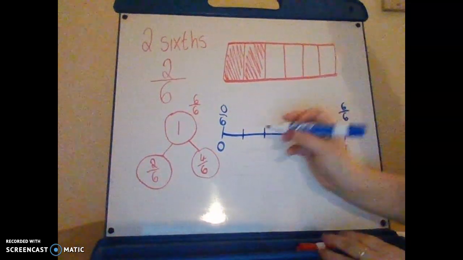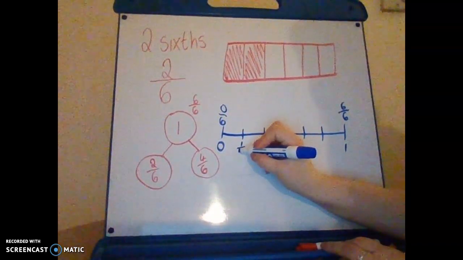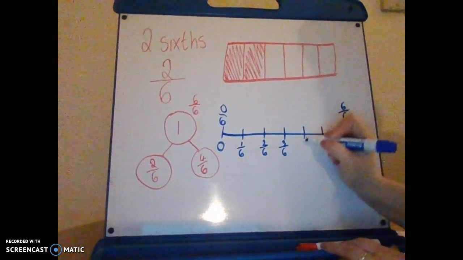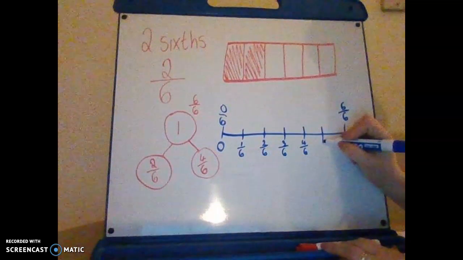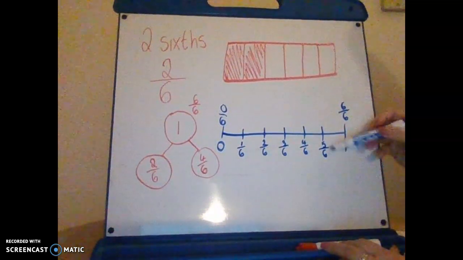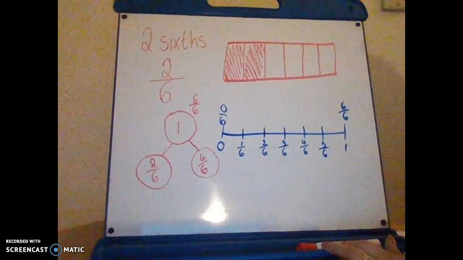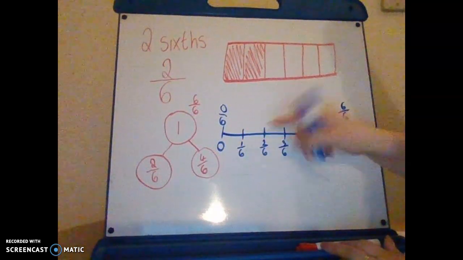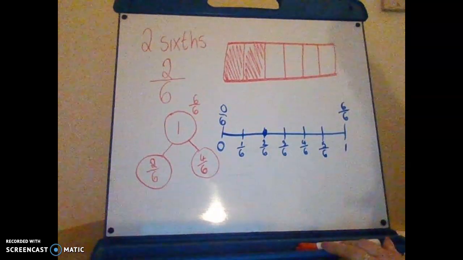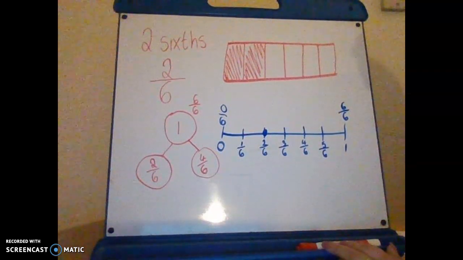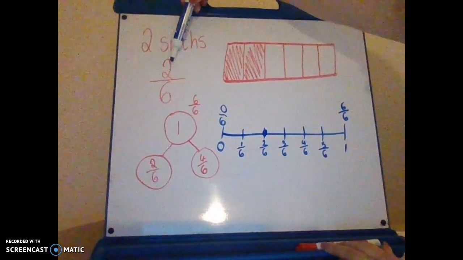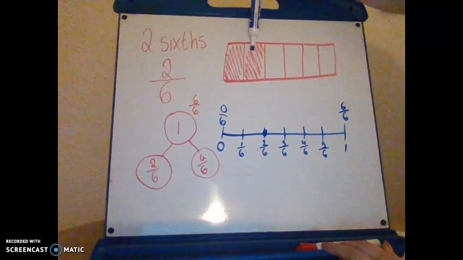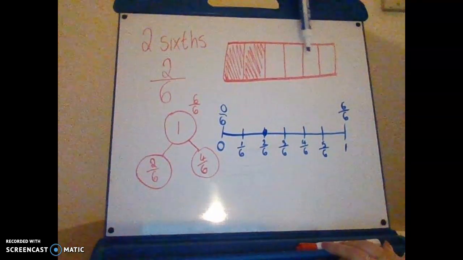Okay, so 0, 1/6, 2/6, 3/6, 4/6, and 5/6. And one whole, which is the same as 6/6. Let's label 2/6 on our number line, 1/6, 2/6, right in there. Okay? So 2/6, 2 parts are being counted for, 6 parts in our whole. 2 parts are shaded, those parts are being counted for, 6 equal parts in our whole.